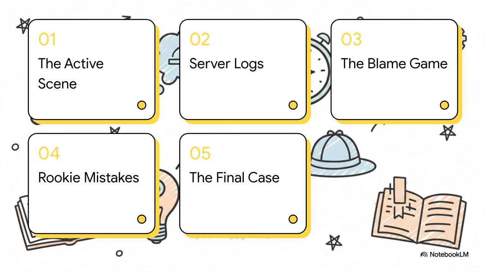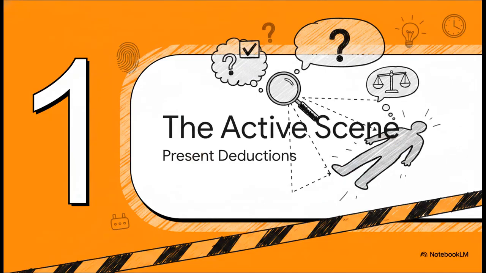1. The active scene. 2. Server logs. 3. The blame game. 4. Rookie mistakes. And 5. The final case. Step 1. The active scene, focusing on present deductions.